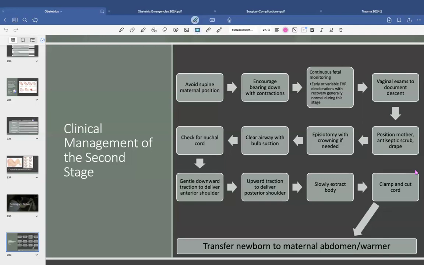You want to encourage bearing down at contractions. We're going to be doing continuous fetal monitoring. We'll talk about that in a little bit.